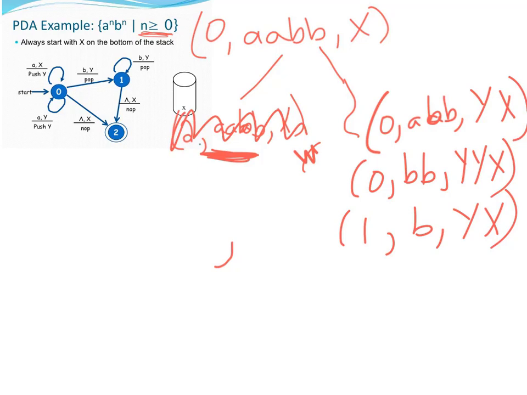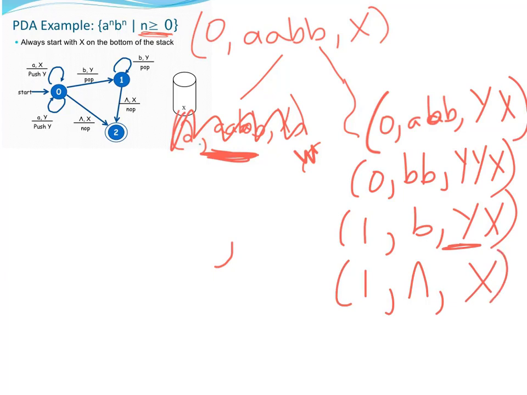So I'm at state 1. I have a B and a Y. Oh, look, I can't take this guy because even though it's a free jump, it needs an X on the top of my stack, but this loop works. So B, Y, pop. Basically we're matching up all the B's with all the A's that we've seen. I'm still at state 1. I used up that B. I have lambda, and I'm going to pop the top thing off, which happens to be this Y. So I end up with X.